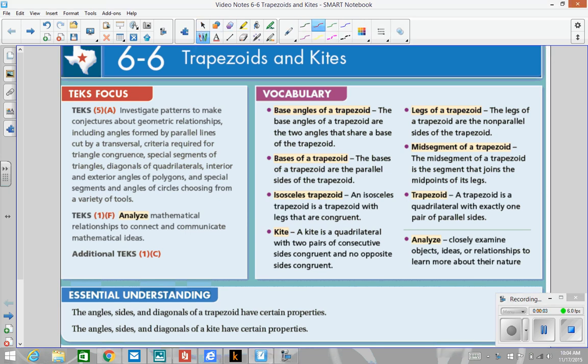Welcome to Geometry Pre-AP. Today we're going to do a lesson on trapezoids and kites. Take a minute to just pause the video and write down the definitions of all these things that I have circled here. You will need those, and then get the essential questions here and write those down also.